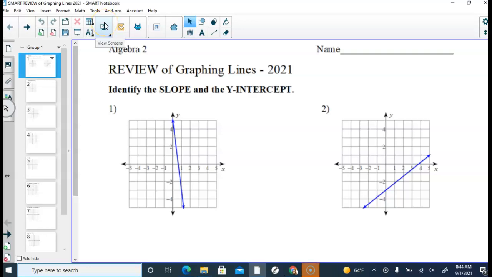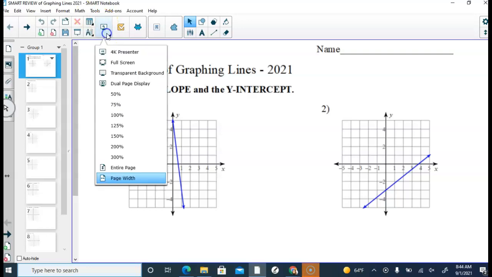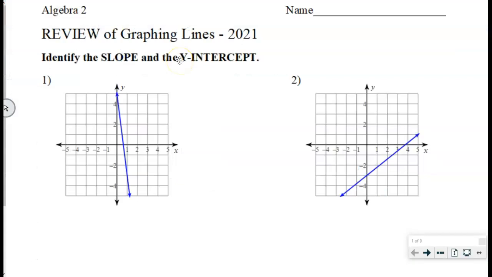Hey guys, this is a review on graphing lines. So something you've done for a couple of years in math class, but I think there's some vocab maybe we need to review. So the first set of questions, they're going to ask you to identify the slope and the y-intercept, and that is all they want.